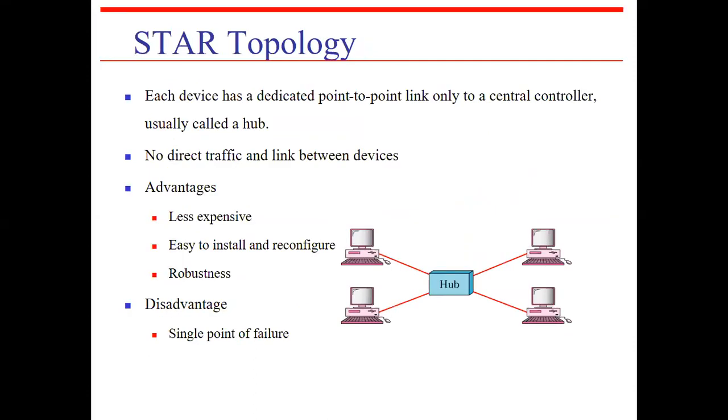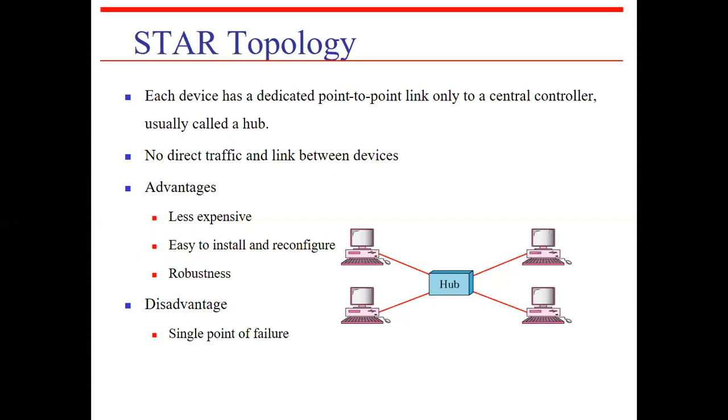Next is the star topology. Here, each device has a dedicated point-to-point link only to a central controller, usually called a hub. The diagram shows a central hub. Through the hub, devices can be connected. There is no direct traffic or link between the devices.